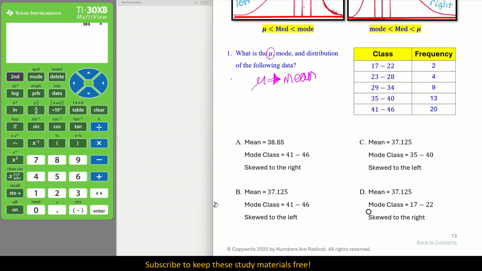Well, mean is going to take us a bit more time. However, we can quickly look at which way this would be skewed, as well as look at the mode class. Okay, well, how do we determine the mode class? Well, you go down your frequency table, see which value is greatest. In this case, it is 20, and that frequency goes with this particular class. So that would be our mode class.